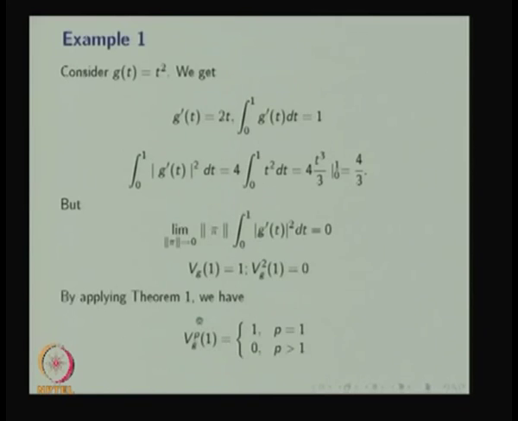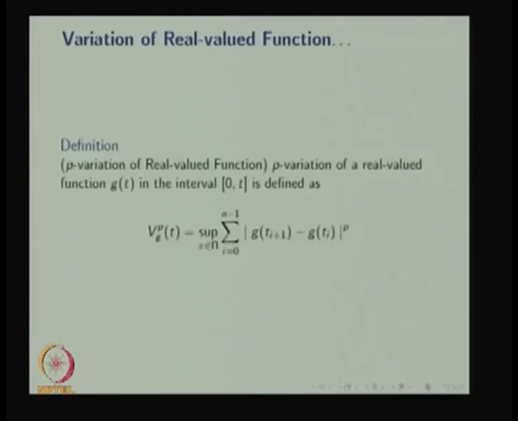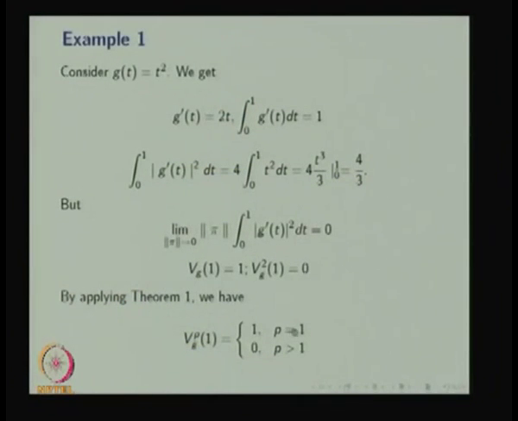By applying Theorem 1, we get that whenever p is equal to 1, its value is 1, and for all the further orders, it will be 0. This is for the function which is a polynomial of degree 2. Therefore, you are getting for p equal to 1 the first order variation equal to 1, and for the further orders, the second, third, fourth and so on, the variation will be 0 for the second degree polynomial.